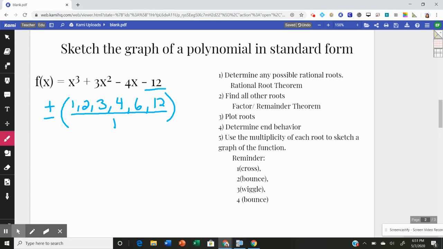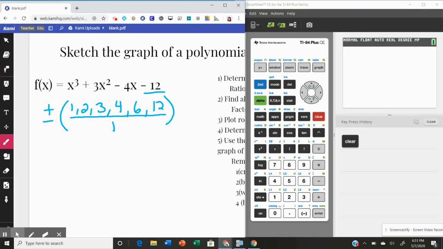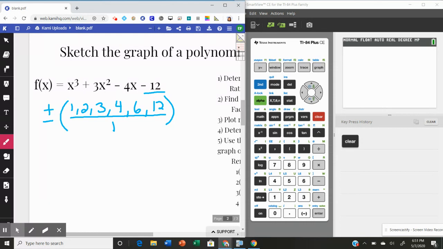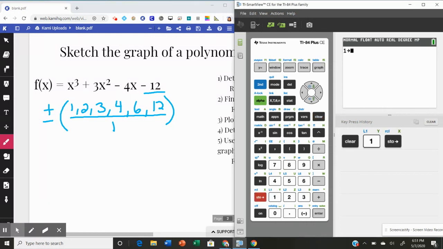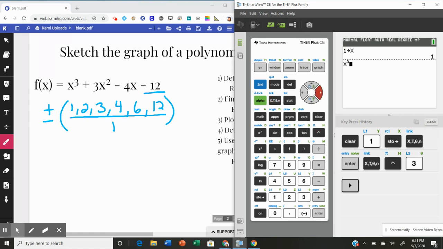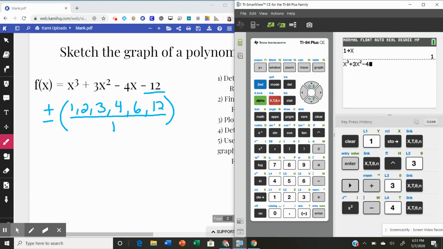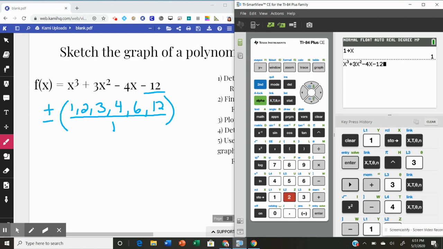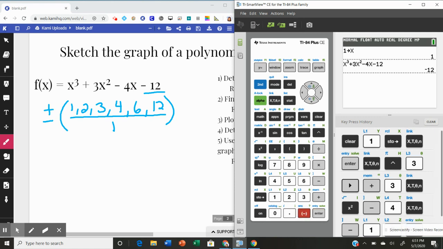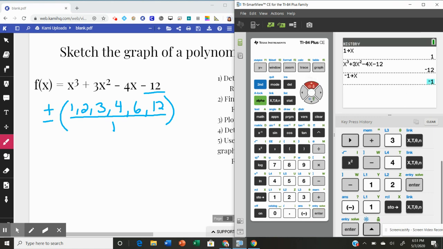So let's go through. I'll choose the calculator to help out and speed up the process a smidge. For that, I'm still going to use my store feature. If I store 1 first as my x, and then type in my function, plus 3x squared minus 4x minus 12. All right, so is 1 a factor? Doesn't appear to be. The remainder is negative 12. What about negative 1? If I store that as x and then pop back up so I don't have to retype. Nope, looks like negative 1's not a factor either. The remainder there is negative 6.